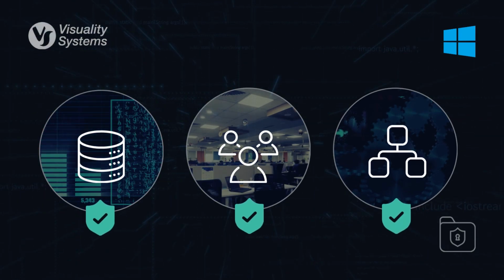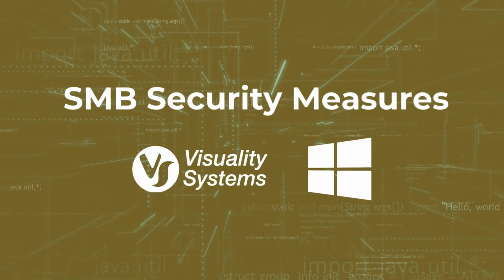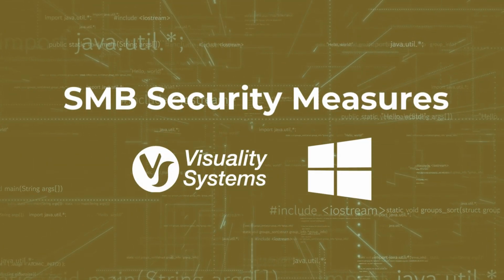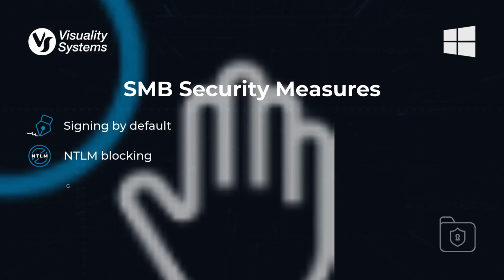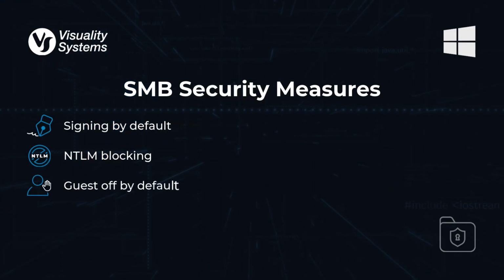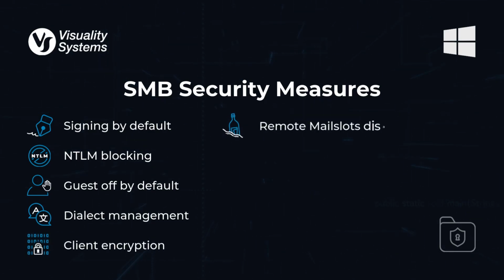The security measures introduced by Microsoft, all supported by Visuality Systems' SMB protocol software libraries, include SMB signing required by default, SMB NTLM blocking. Insecure guest authentication is now off by default in Windows Pro editions. SMB dialect management, SMB client encryption mandate, deprecation and disabling of remote mail slots.